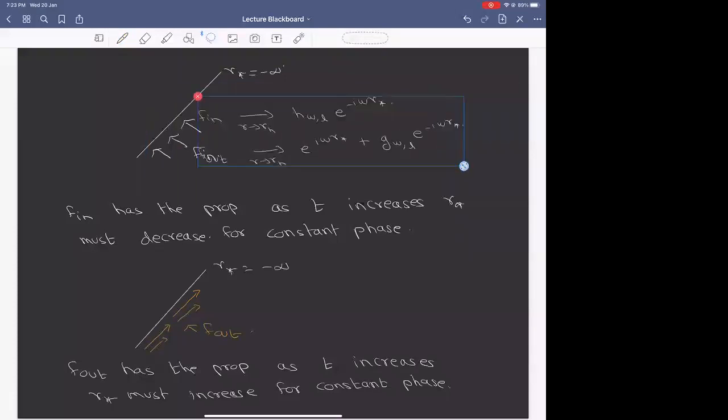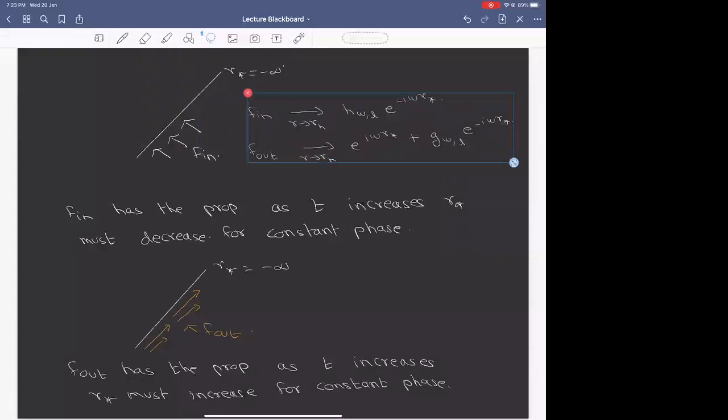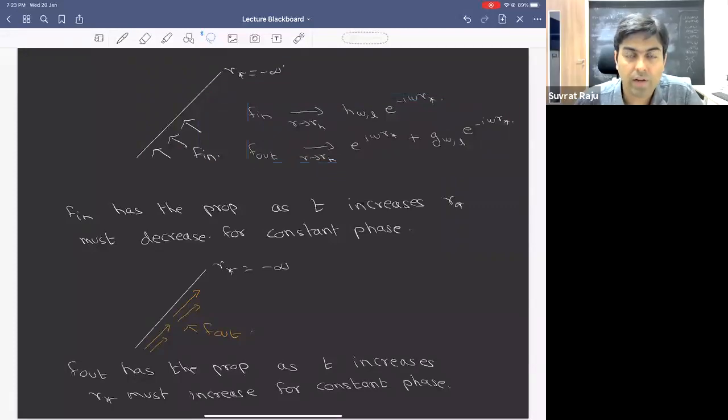Yeah, so before that, I think somebody's asking what is f in and f out. I assume it's answered here now. What is f in and f out? So f in and f out are two solutions that we chose.